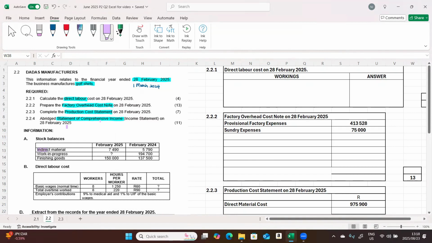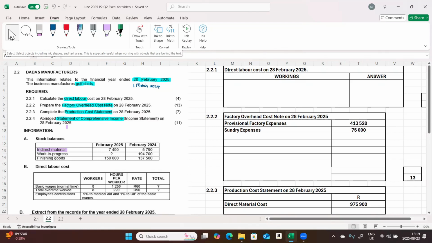So the first stock balance is indirect material. Guys, this is material that you cannot see in the completed product. You cannot see the use of indirect materials in golf shirts, but it's needed in the process of making golf shirts. As I said, if it's not a direct material or a direct labor and it still relates to the factory, then it goes to factory overheads.